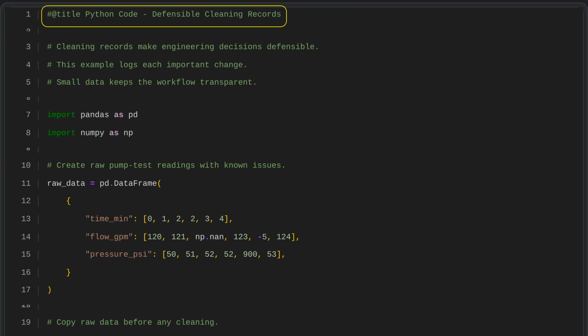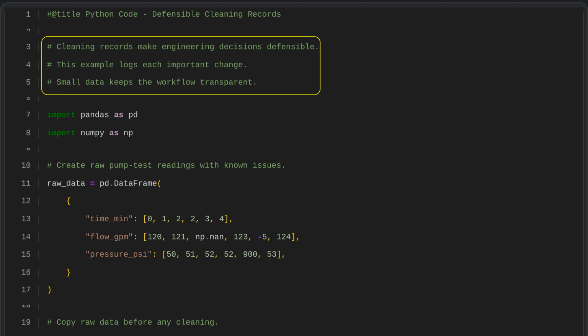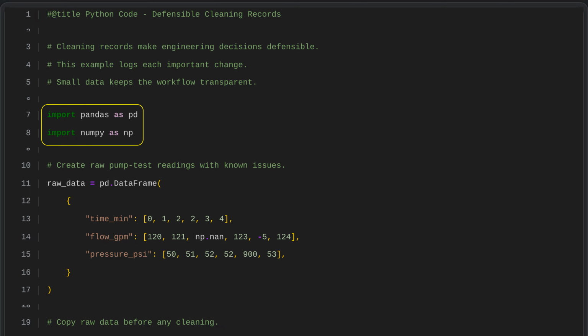Python code. Defensible cleaning records. Cleaning records help make engineering decisions defensible by documenting important changes. Even with small data, this keeps the workflow clear and transparent. We import Pandas for data manipulation and analysis, especially working with data frames. We also import NumPy for efficient numerical operations, such as handling arrays and mathematical calculations.